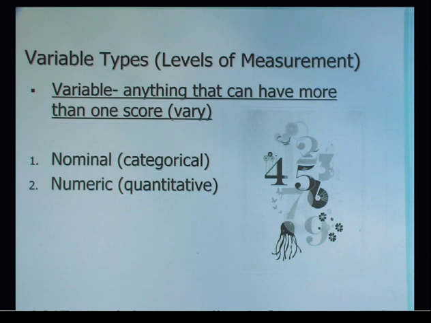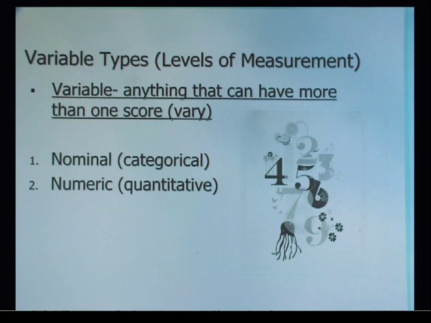Now, let's move on to variable types. This is also called level of measurement, which you'll find out in just a little bit, because the types of variables that we have depend on how you measure them. Some variables you can measure in different ways. There are two basic types of variables, nominal and numeric.